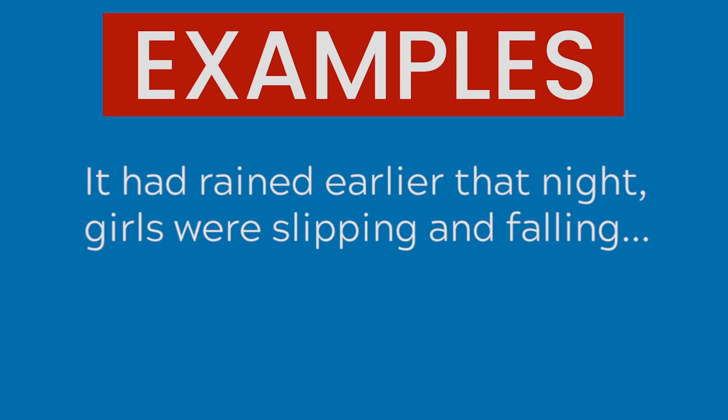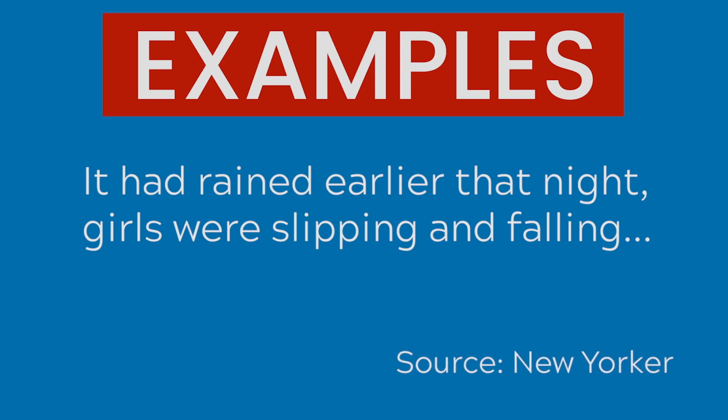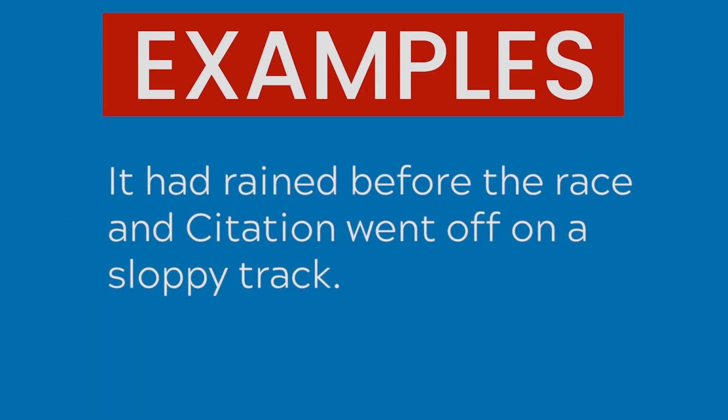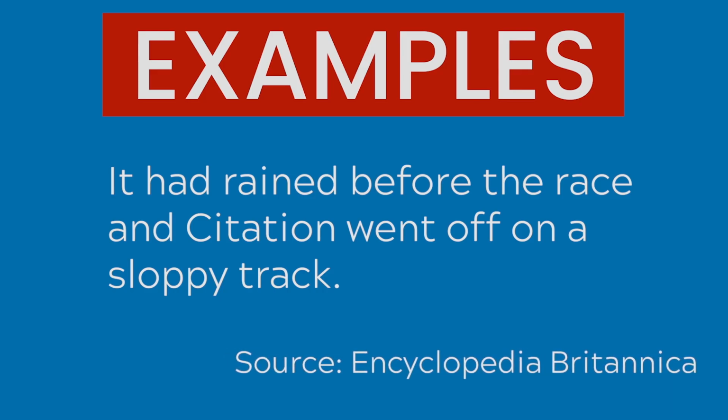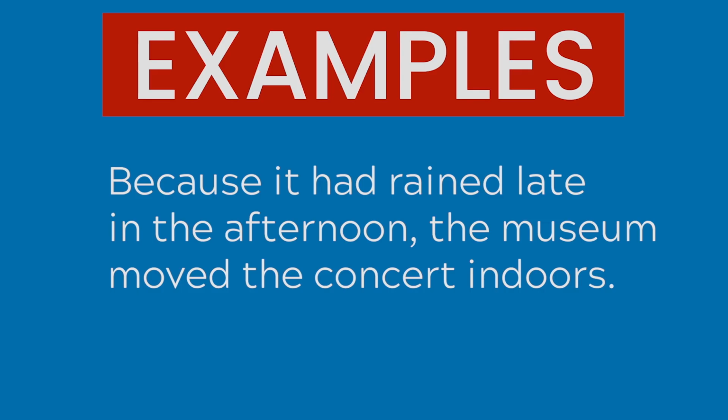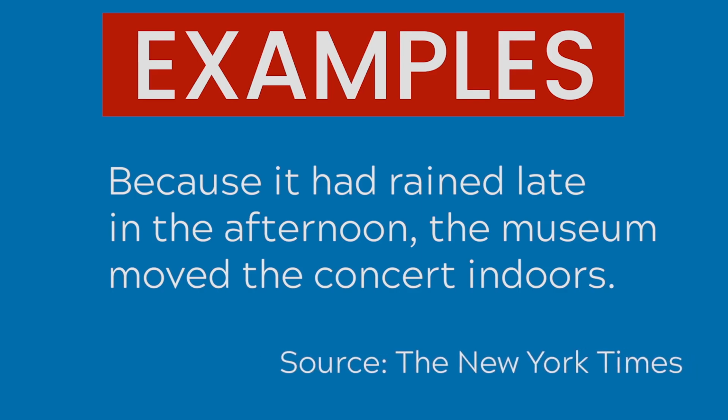It's not incorrect, it's less common, but we do use it in one particular situation. So have a look at these examples. "It had rained earlier that night. Girls were slipping and falling." That is from the New Yorker. "It had rained before the race and Citation went off on a sloppy track." That's from the Encyclopedia Britannica. And finally, "Because it had rained late in the afternoon, the museum moved the concert indoors." That's from the New York Times.